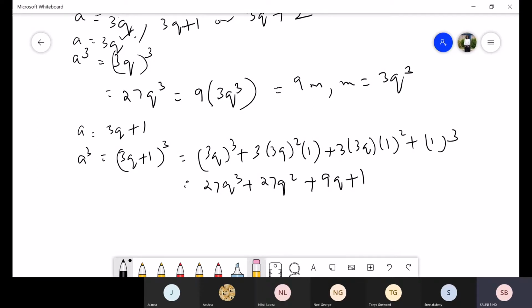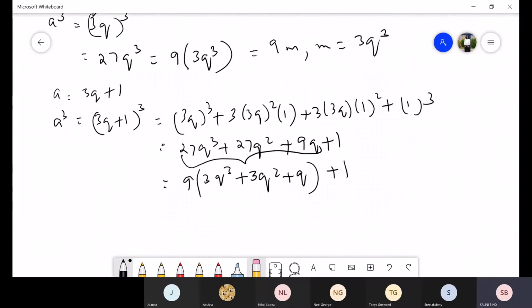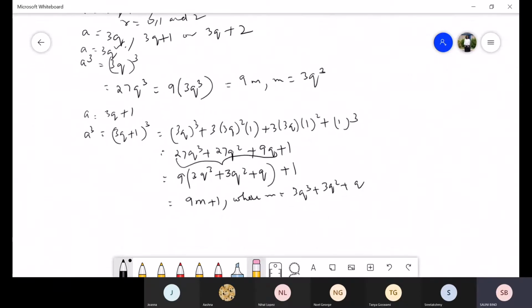Look at the first 3 terms. We can take a common factor, right? Can I take 9 as a common factor? So that I will get 3q cube, then 3q square, then q, and then I have plus 1. So this is equal to 9m plus 1, where m equal to 3q cube plus 3q square plus q. So I have written the positive integer in the form 9m plus 1.